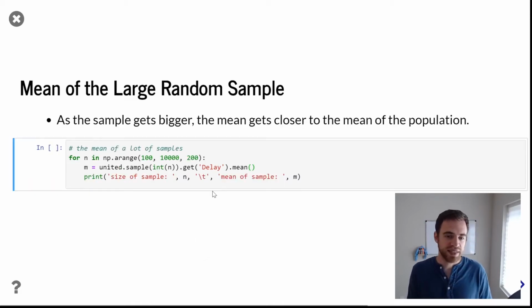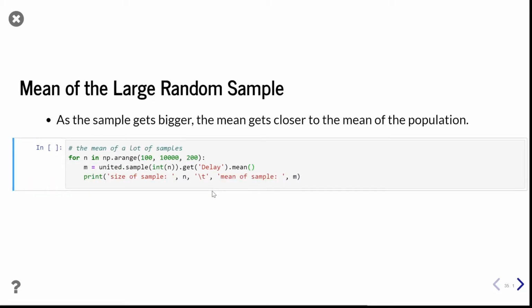The idea is that as the size of the sample gets bigger, the sample mean is going to get closer to the population mean. Let me unpack those terms again. The sample mean is the mean flight delay in my sample of flights, like 100 flights. The population mean is the real mean of all of the flight delays. It's what United can see, and it's not a random number.